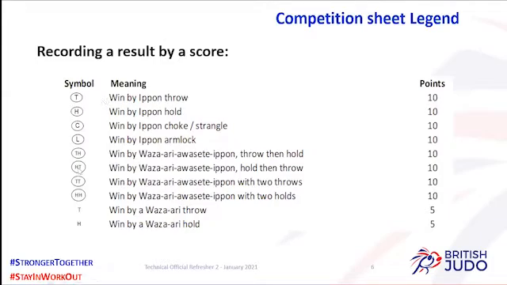Like the throw came first and then a hold, or the hold came first then a throw, or whatever it is, two throws, two holds. So we can be a little bit more accurate in our description to people, which may help them. And of course, the last two that win by a score would just be a T with no other markings, which is a win by a wazari throw, and an H, which is a win by a wazari hold.